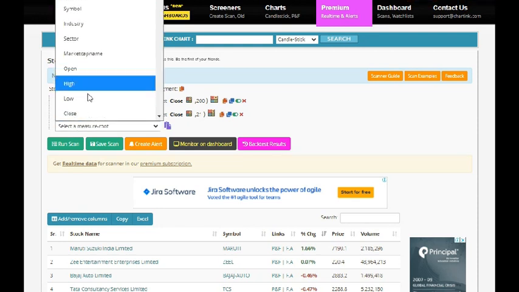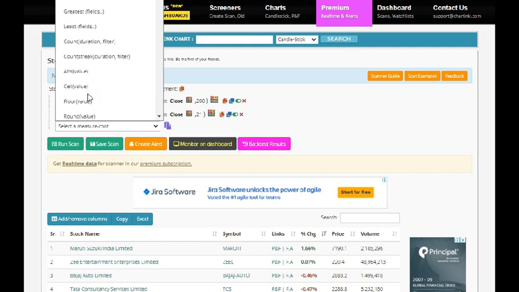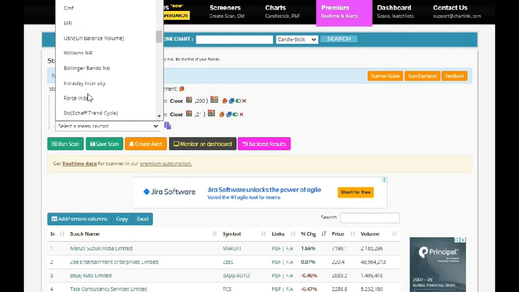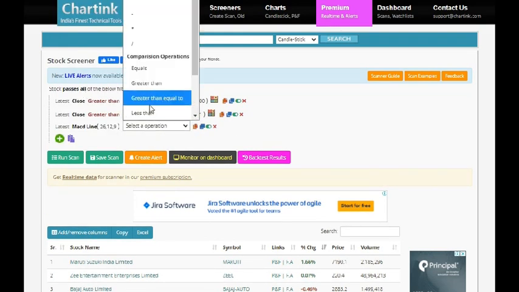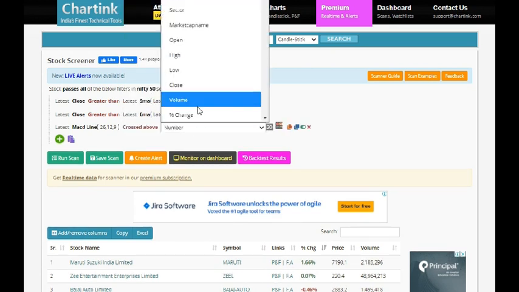So we want the MACD line. Where is that? The MACD line to have crossed above the MACD signal.